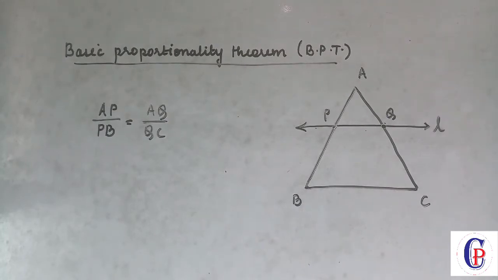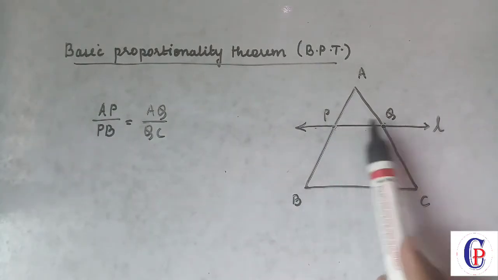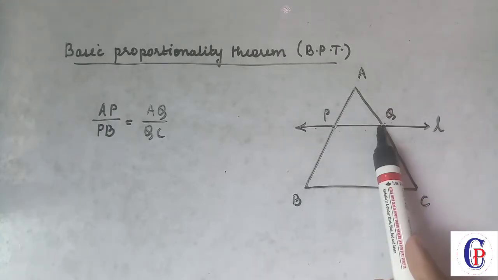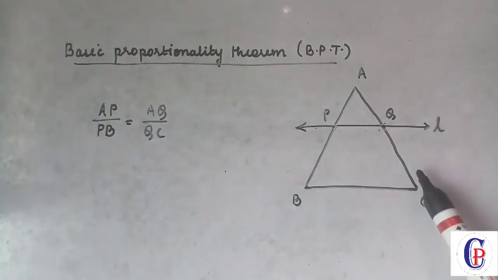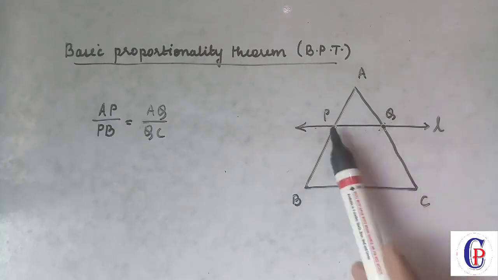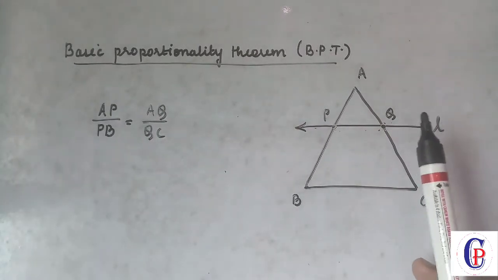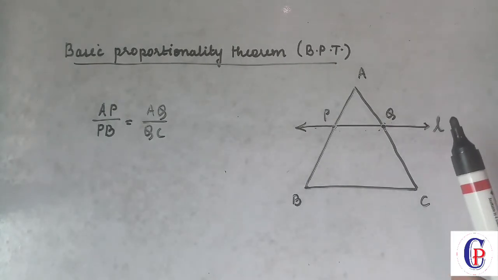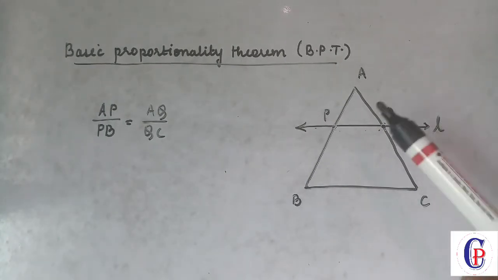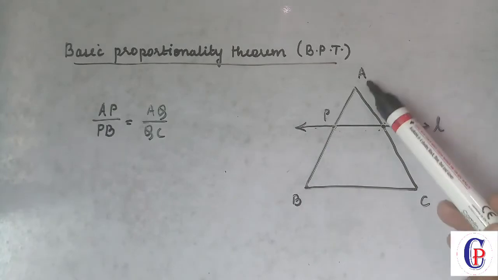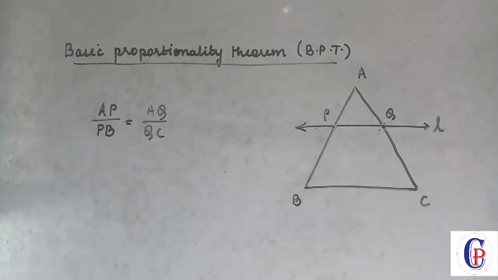What does it say? That if a line is parallel to one side and it intersects the other two sides in two different points, not this side but the other two sides, then it divides the sides in proportion. Proportion means it divides the sides into two equal ratios. That is, AP upon PB is equal to AQ upon QC.